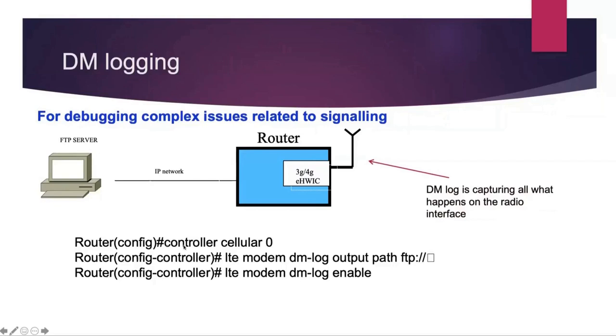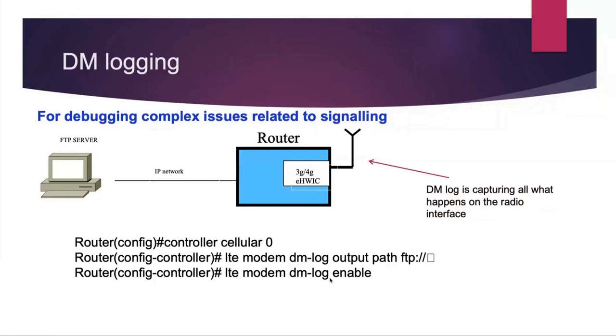We go under the controller cellular, and then we give the command lte modem dm-log enable, and then you can store it either to your FTP. If you do not give the storage command, it will just be stored onto the router's flash. The moment you enable this DM log, you'll see that the DM log has been enabled, and then you will see that it's being stored onto your router's flash. Once the DM log has been enabled, we would want the issue to happen again so that it captures the particular set of logs.